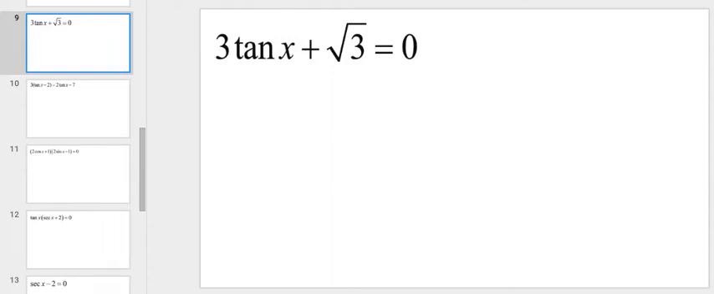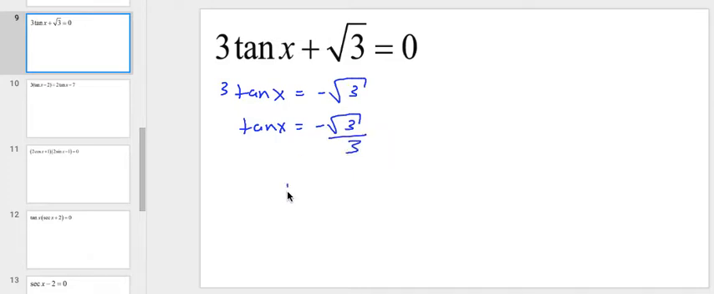Alright, so continuing solving trig functions by factoring. Here we got 3 tan x plus root 3 equals 0, problem number 9. So this is another one you don't actually have to do any factoring for. You can just use some algebra. So if you subtract the root 3 to the other side, you get 3 tan x equals negative root 3. And if you divide both sides by 3, you get tan x equals negative root 3 over 3.